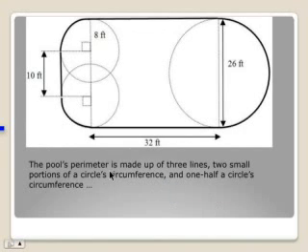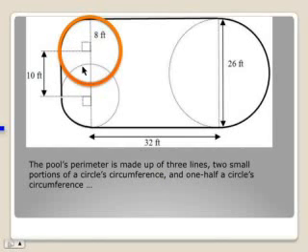Once again, the pool's perimeter is made up of three lines. There's a line here, another line right here, and then the third line right here. And we also have a part of a circle right here, another part of the circle's circumference here, and half of the circle's circumference over here on the right side.